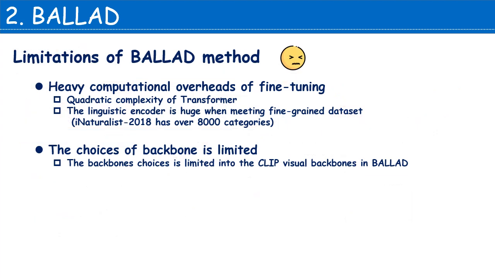However, there are limitations of the BALAD method. First is the heavy computational overhead of fine-tuning. The quadratic complexity of the transformer brings about huge fine-tuning computational cost, especially when meeting fine-grained datasets like iNaturalist. The linguistic encoder will be hard to fine-tune as the sequence of tokens is too long. Moreover, the choice of backbone is limited. We should choose CLIP visual backbones to fine-tune.